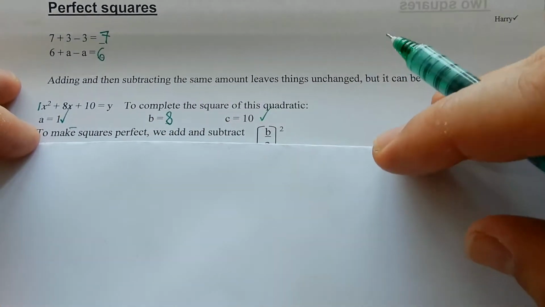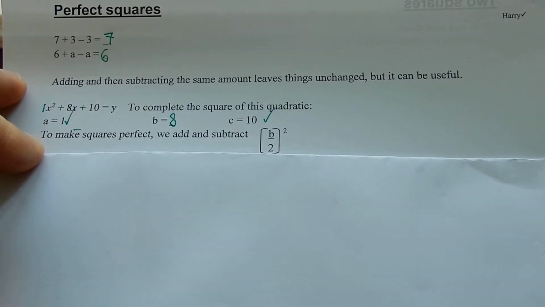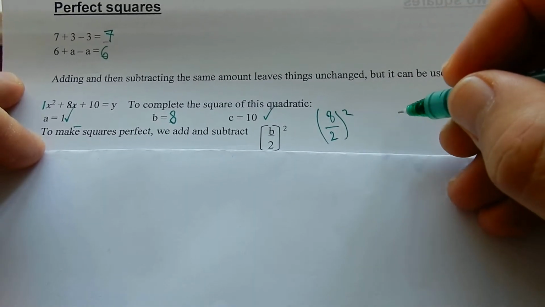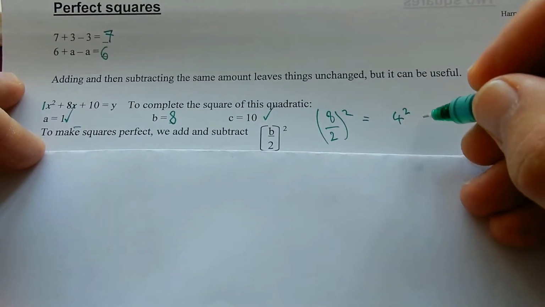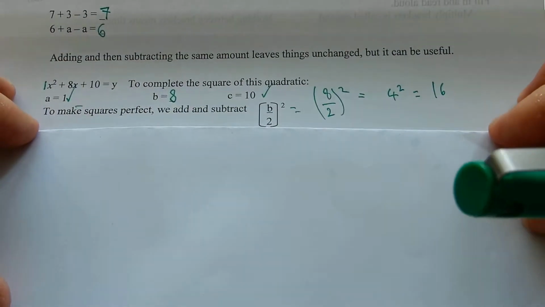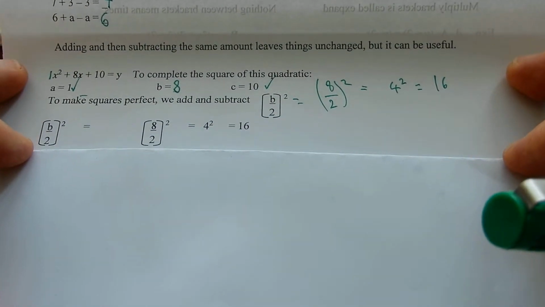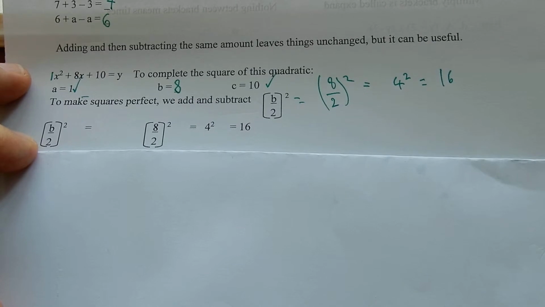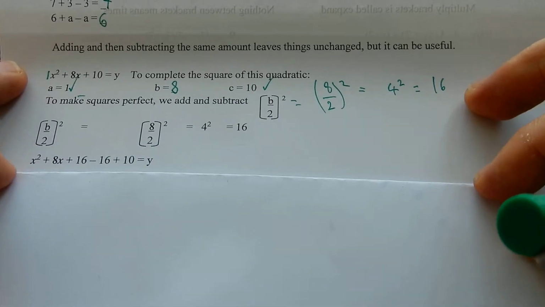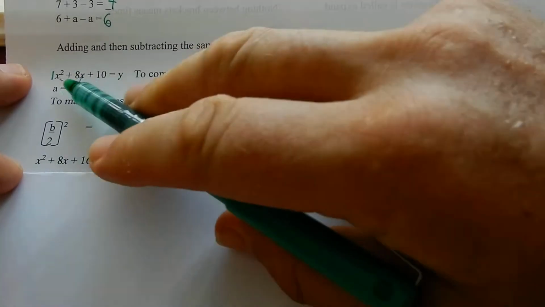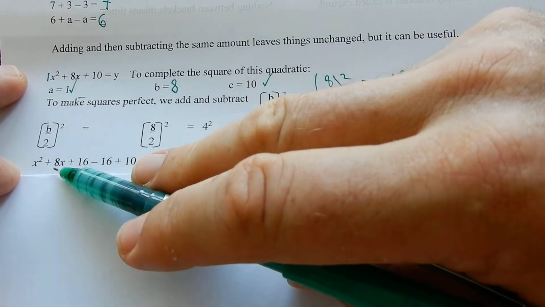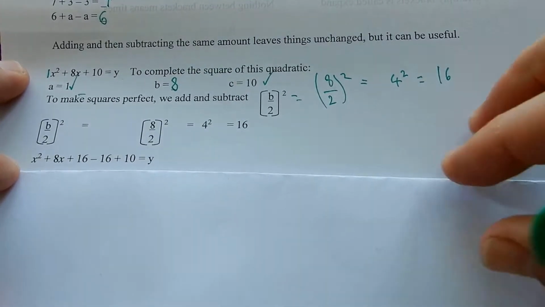To make squares perfect, we add and subtract b over 2 squared. Right, okay, so let's get b divided by 2, square it. 8 divided by 2 is 4, squared, which equals 16. We're going to add and take away 16. It sounds like it's not going to be very useful. Watch, it works. So now we've got the same equation, plus 16 minus 16, and we've still got the 10. x squared plus 8x plus 10 with plus 16 and minus 16 in it.